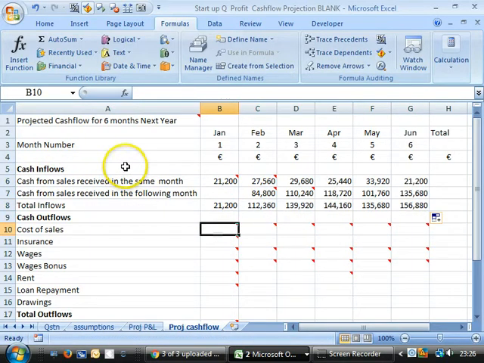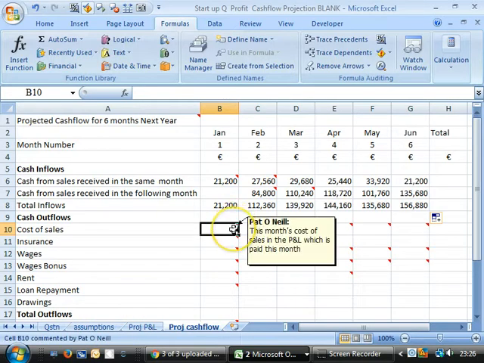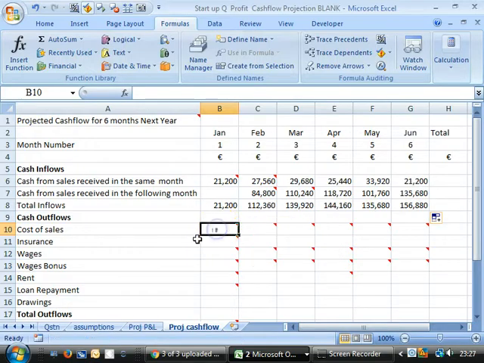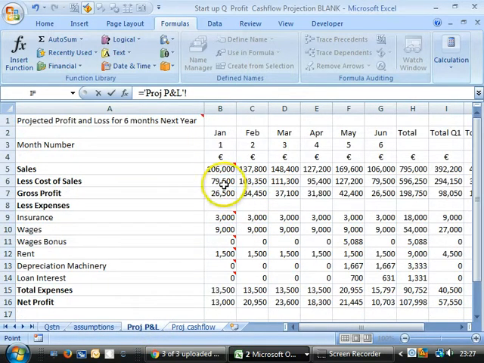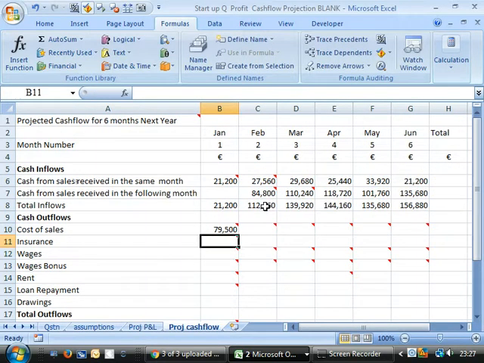What about our cost of sales? What did the assumption say? When do we pay our cost of sales? This month's cost of sales in the P&L, which is paid this month. So the cost of sales is paid in the month that they appear in the profit and loss. So equals, so what's the cost of sales? I clicked into the wrong sheet. Here it is, here it's 79,500. That money is going to be paid in January. It is incurred in January.